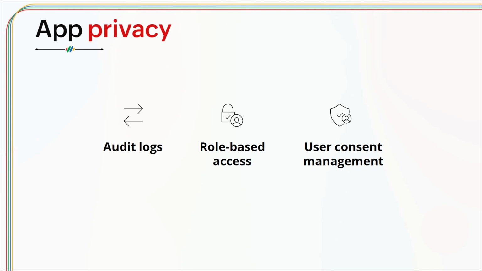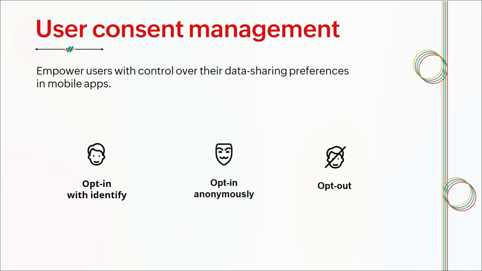Apart from these features, you can also give your users control over their data sharing preferences with the industry's first user consent management for mobile apps. The user consent management module allows your end users to set their data sharing preferences. They have the options to opt in to share data with identity, opt in anonymously to share data without associating it with an identity, or opt out from sharing data altogether.